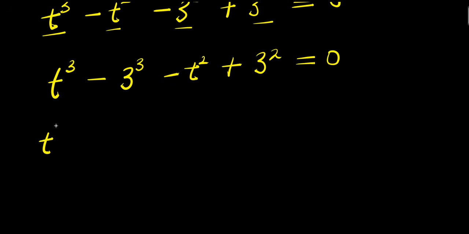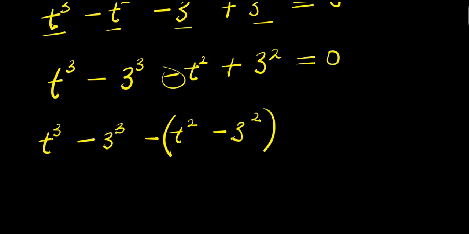I can have my t power 3 minus 3 power 3. Here, I can factor out negative. This divides this, we have t power 2. Positive divides negative, we have minus 3 power 2. And this equals 0. Don't forget, if you multiply this, expanding the bracket, you have this positive here because negative times negative is positive. So you have it there.